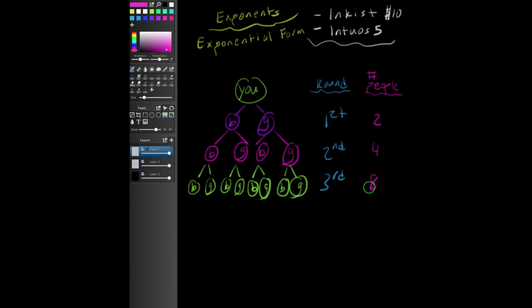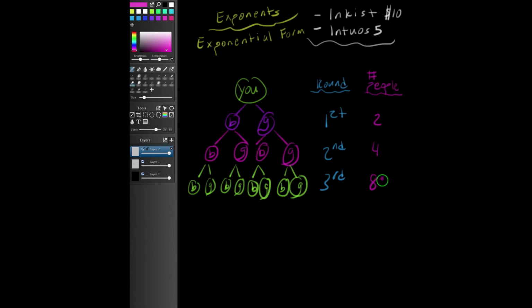Now let's just stop and think for a second. I could continue on with this model if I want to, but I see a pattern here and let's talk about that pattern. In the first round there are 2 people who learn the information, the second there are 4, and in the third there are 8. So it looks like the number of people in each new round doubles in size.